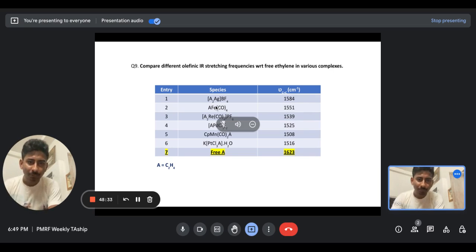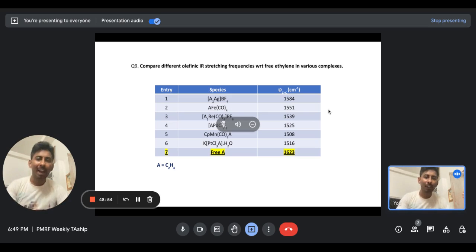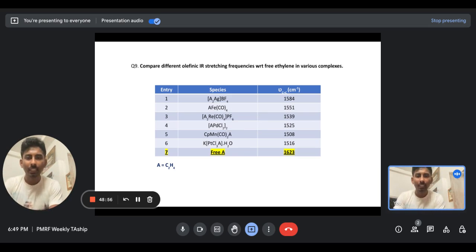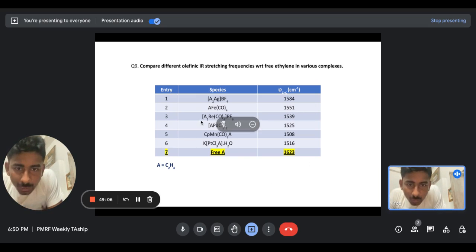What happens in the next case? The first was a cationic center, the Ag+ state. In this case, iron is in the zero oxidation state, so the extra electron density on the iron center is more. That is also well stabilized by the CO molecule, which is a pi-acidic ligand. So the iron(0) center will be more efficient in back-donating electrons to the ethylene. When the back donation is more, the decrement in the ν(C=C) will be more. So it is 1551. What happens in this case is the A2Re(CO)4 PF6.